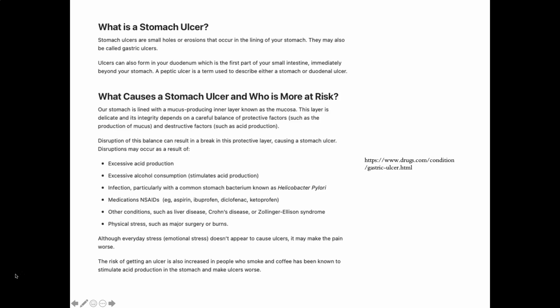Taking NSAIDs too much or too long can cause ulcers. Other conditions such as liver disease, Crohn's disease, or Zollinger-Ellison syndrome can also cause ulcers, as can physical stress such as major surgery or burns. Everyday emotional stress doesn't appear to cause ulcers but can make the pain worse. And the risk of getting an ulcer is increased in people who smoke and drink lots of coffee because those stimulate acid production in the stomach.